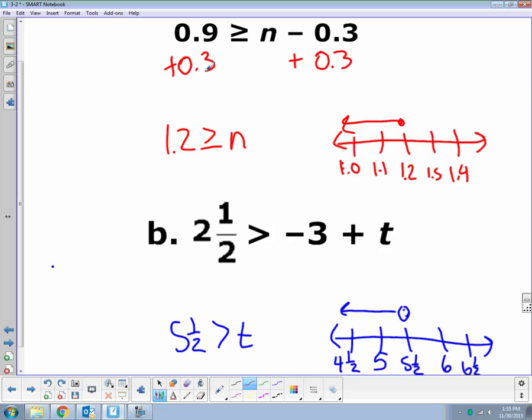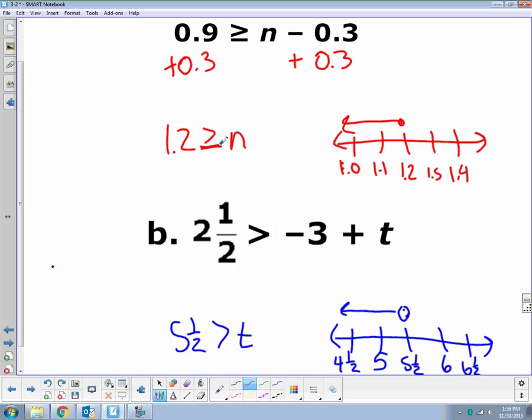Now, if 1.2 is greater than n, 1.2 is bigger than n, 1.2 is going to be bigger than 1. 1.2 is greater than 1. And so 1 could be a solution to that inequality. If we're looking at 1.2 is greater than or equal to n, 1.4 would not be greater than n. And so the arrow has to go to the left. And since it could be equal to n, we shade that in.